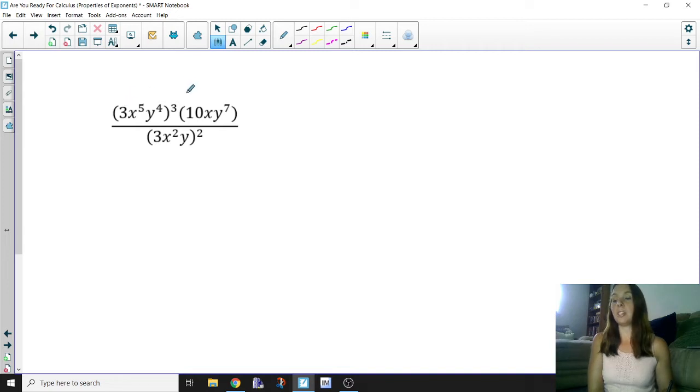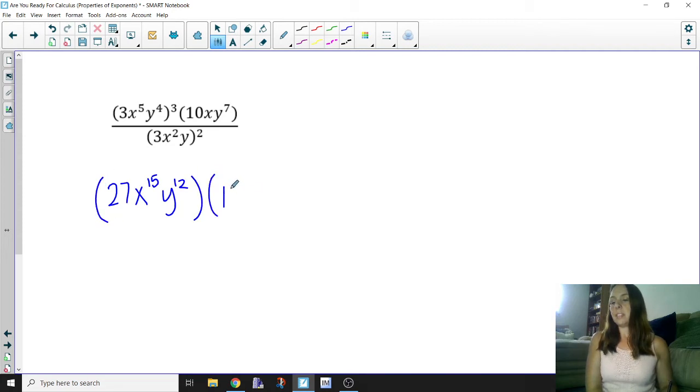The coefficient gets raised to the power. So I am taking 3 to the third power, and that is what, 27? 3 times 3 times 3, right? But now what I'm doing with my power to power parts is I am multiplying. So x to the 5th to the third becomes x to the 15th. Y to the 4th to the third becomes y to the 12th.